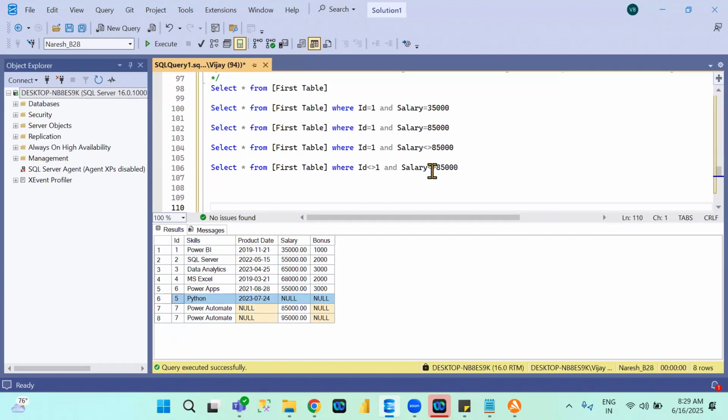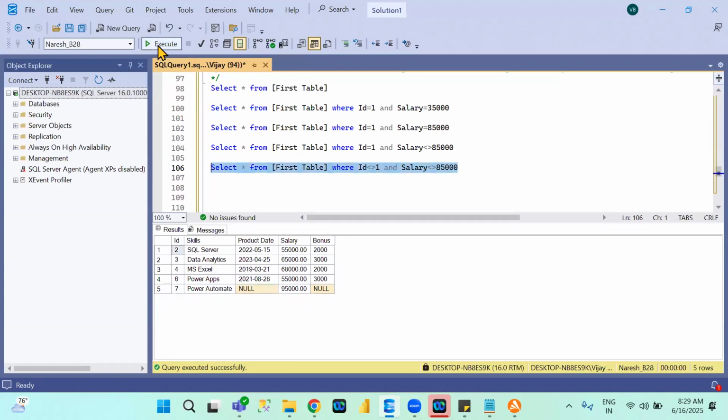Null values we cannot satisfy in the condition. Only if you write IS NULL or IS NOT NULL will it work. Understand or not? See here. If you execute this one, what will happen? Which records are not there here? The first, the seventh row, and the fifth row are not there, right? Did you see that or not? All the remaining records are there. Is that clear or not?